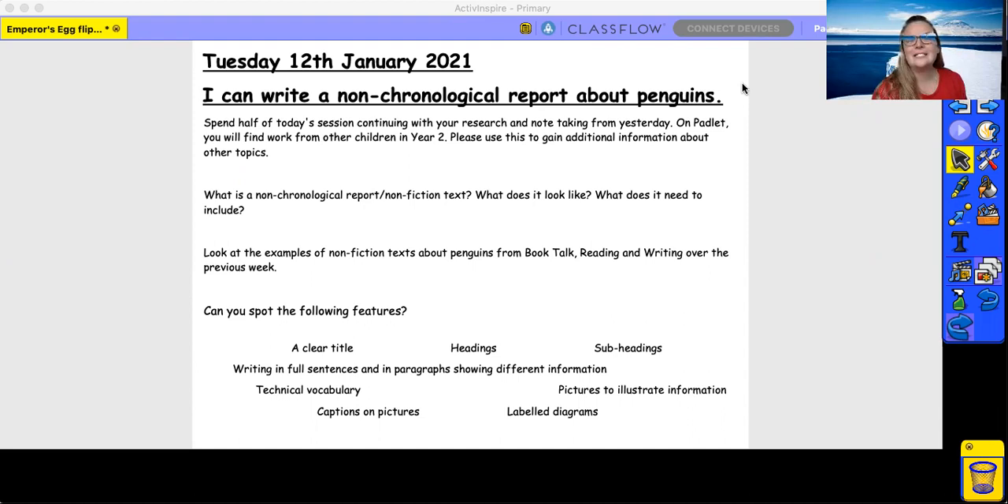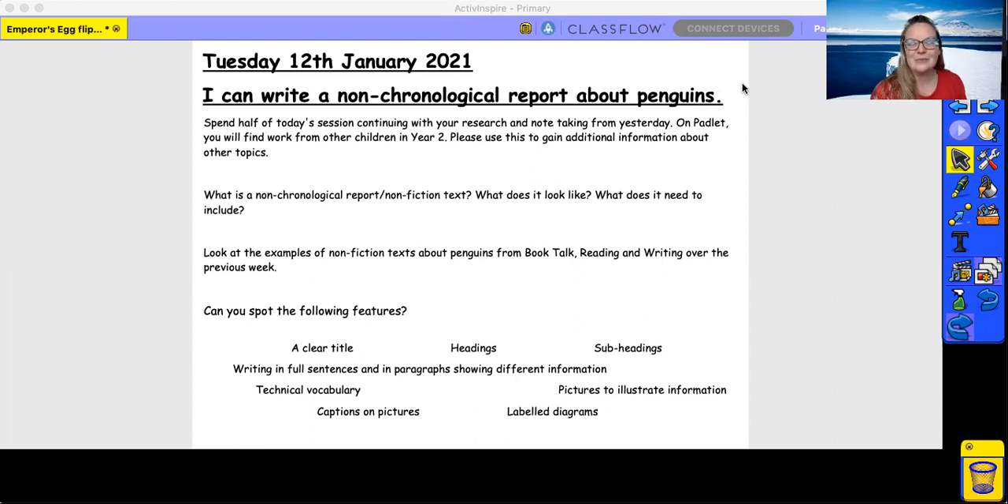Well done, remembering that the non-chronological report is a non-fiction report written not in time order. You'll need to include lots of things, so now's a time to remind you of those features. Open up one of the non-fiction texts about penguins from book talk, reading or writing over the previous week and see if you can spot the features at the bottom of the page now.